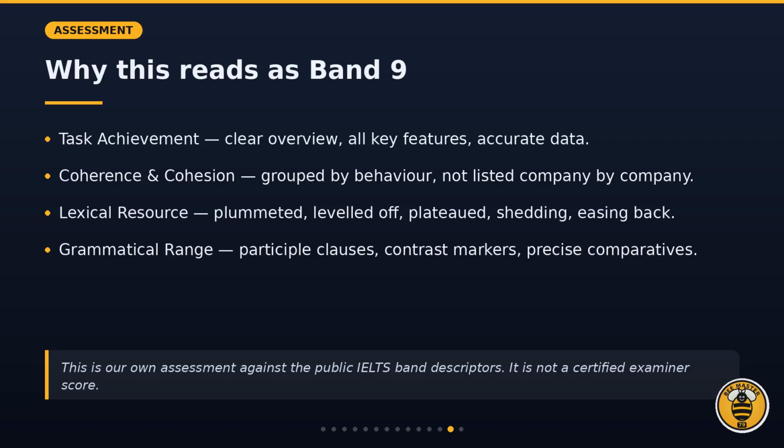So why does this read as Band 9? Task achievement. There is a clear overview. Every key feature is covered, and the data is accurate. Coherence and cohesion. The answer is grouped by behavior rather than listed company by company. Lexical resource. Fell sharply, leveled off, plateaued, shedding, easing back. 5 different ways to describe movement. And grammatical range, participle clauses, contrast markers, and precise comparatives.